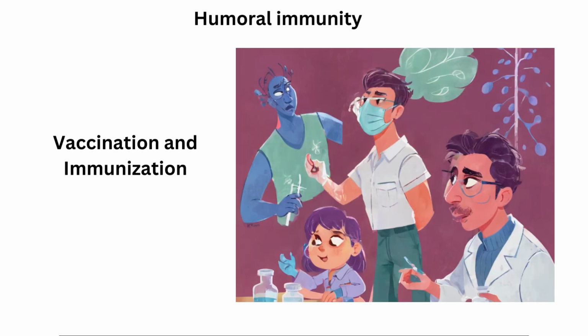Vaccination and immunization. Vaccination is based on the principle of humoral immunity. By introducing a harmless form of an antigen, e.g., a weakened or inactivated virus, the immune system generates memory B cells that can provide protection against future infections with the actual pathogen.